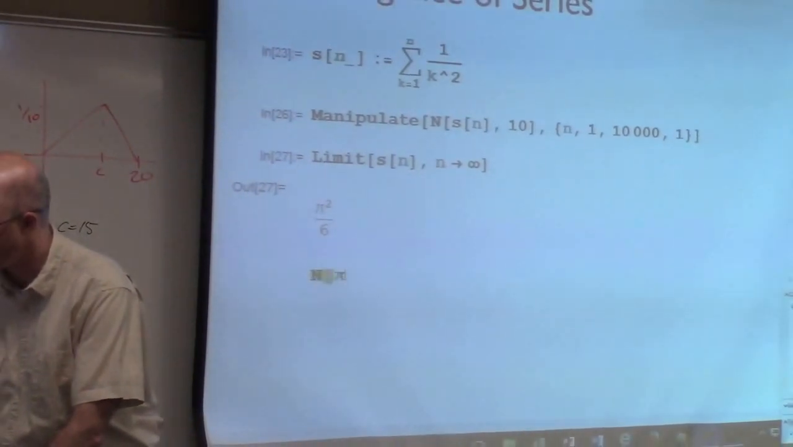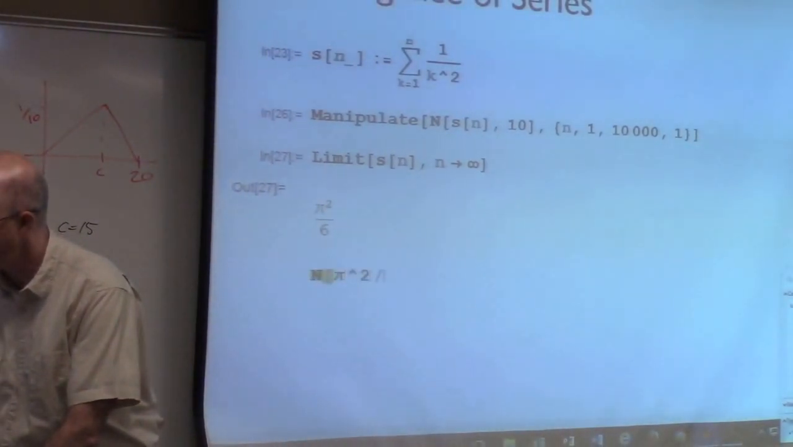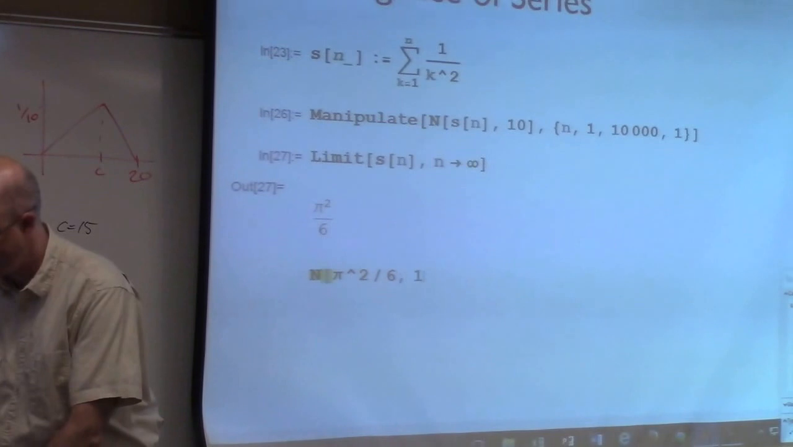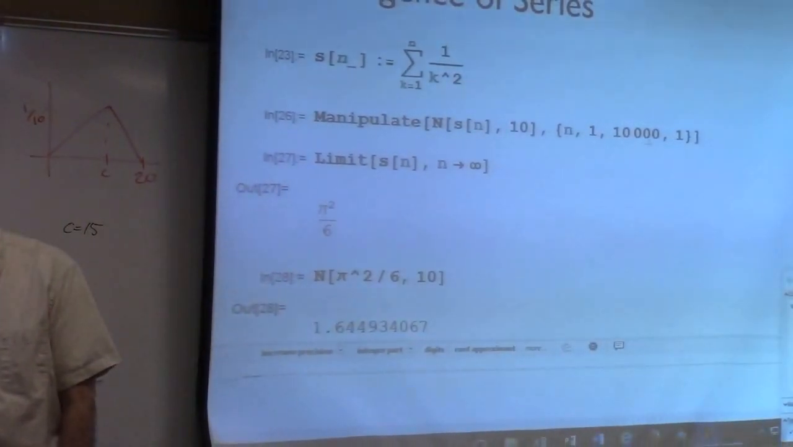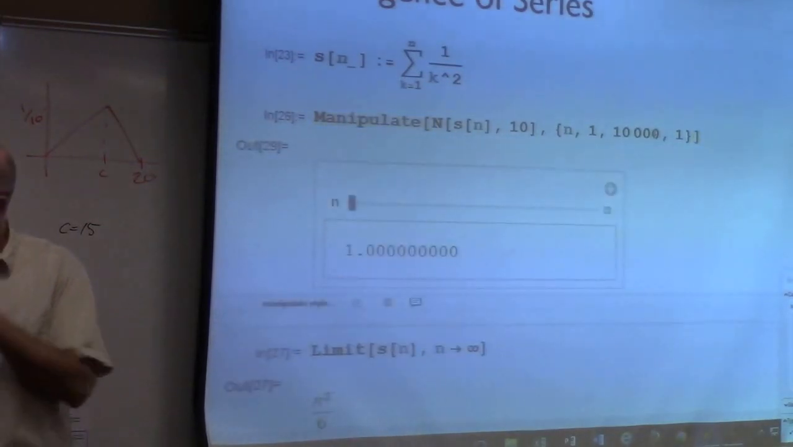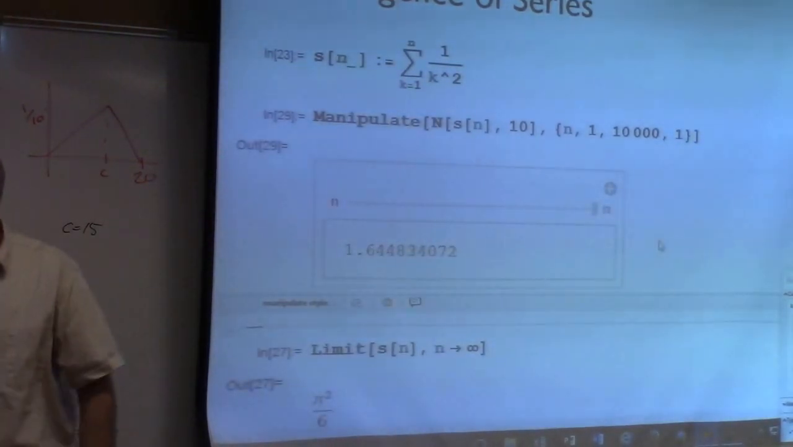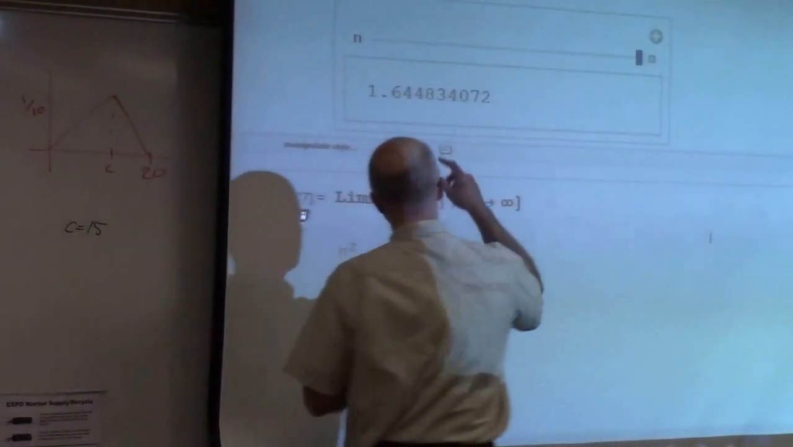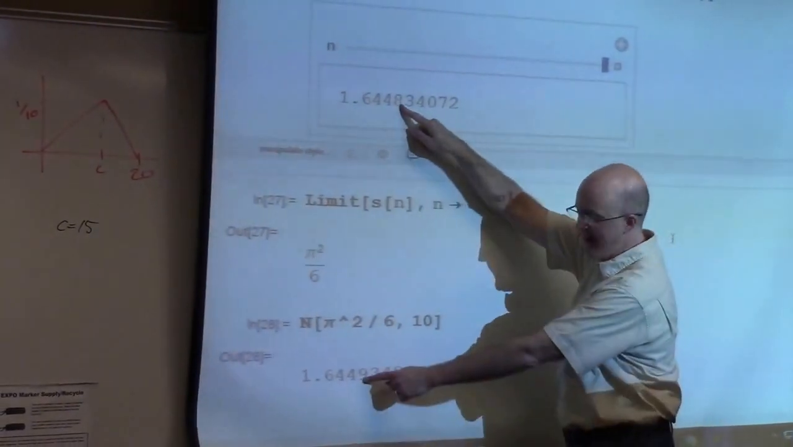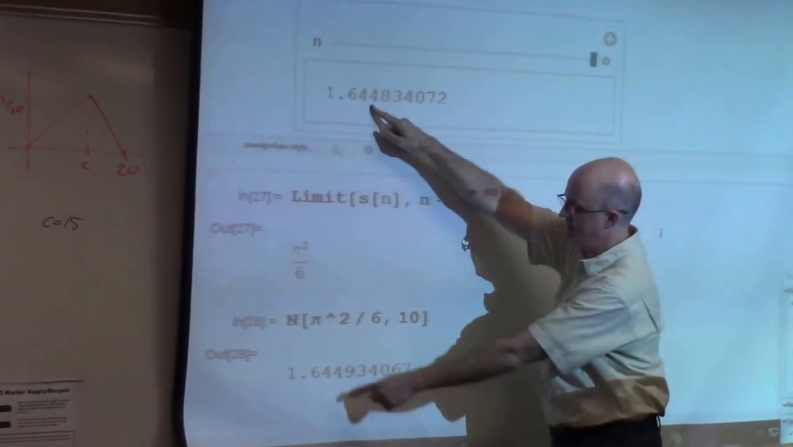What is pi squared over 6? It's equal to approximately that. So evidently, if you do go out far enough, this 8 does become a 9, but the 4 never becomes a 5.